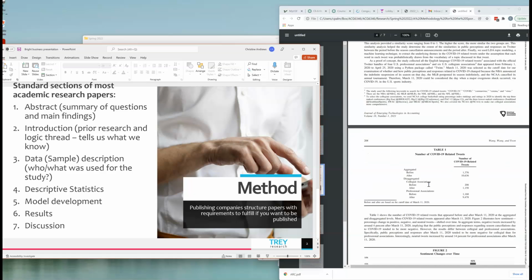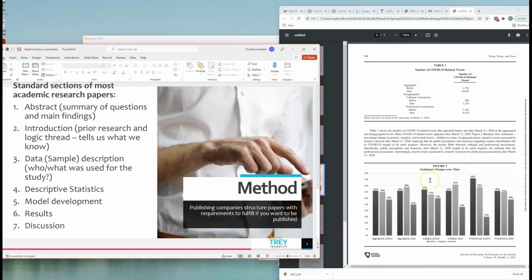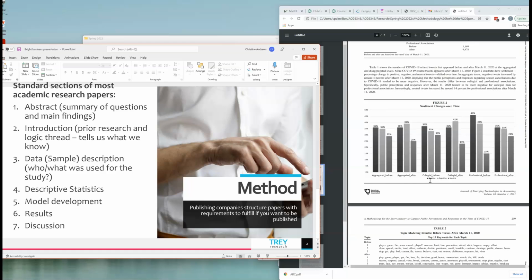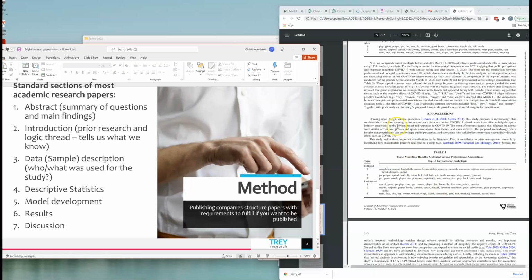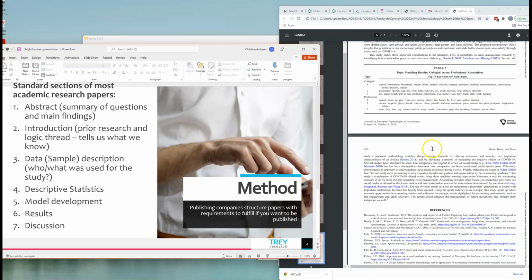And they give us their sentiment changes. You'd really want to read it, but that was aggregated before, after, collegial before, after, professional. Before and then after. And then they'll have a conclusion, what they got out of this study. It proposes a methodology that combines 3 machine learning techniques. So they use machine learning to analyze the Twitter accounts.